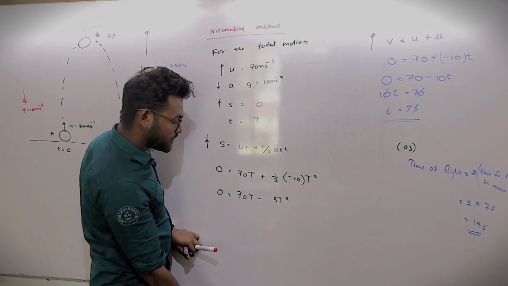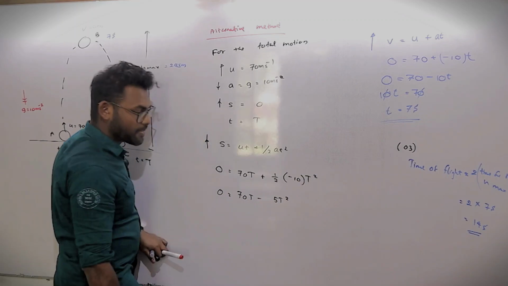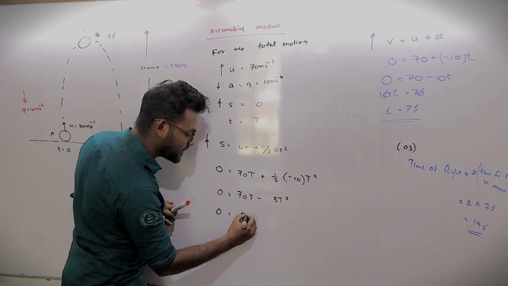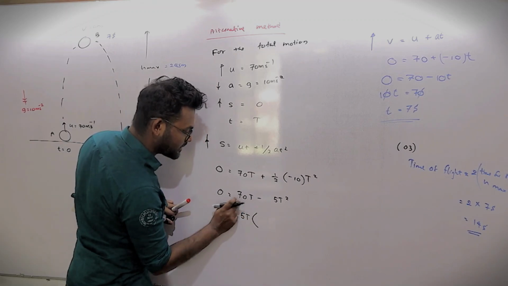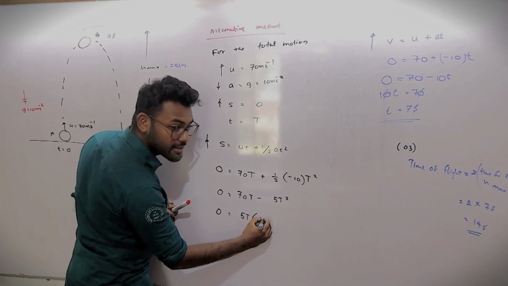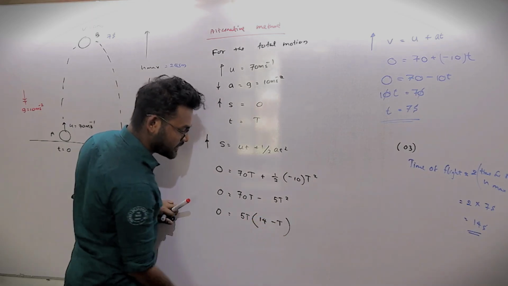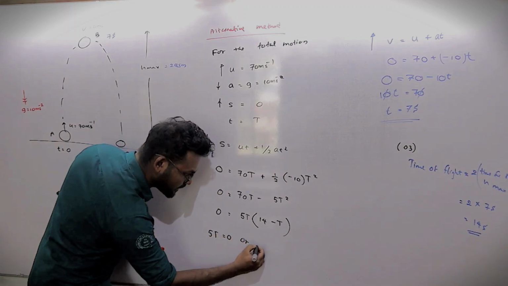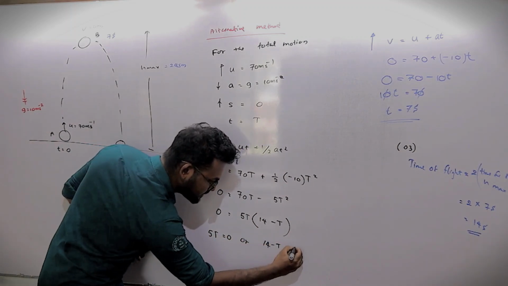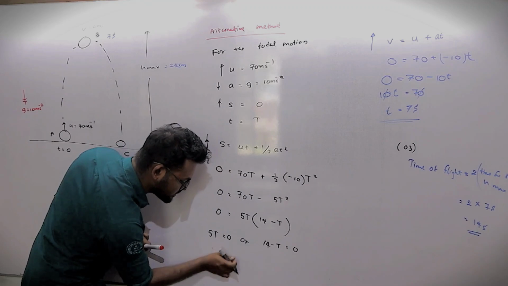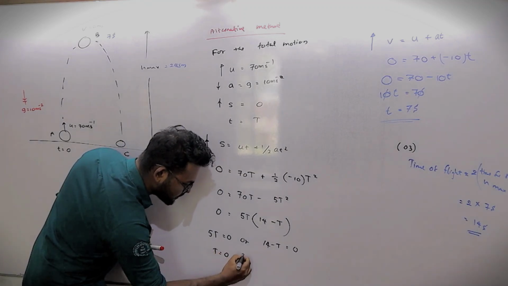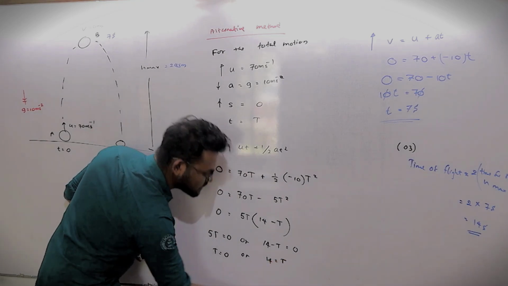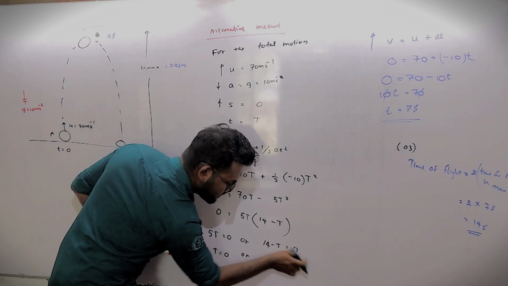What do you do? Take the 5t out. So 5t into 14 minus t equals 0. You know the drill afterward, right? 5t equals 0, or 14 minus t equals 0. So t equals 0, or 14 equals t, which is t equals 14, right? Let me just write it the other way.